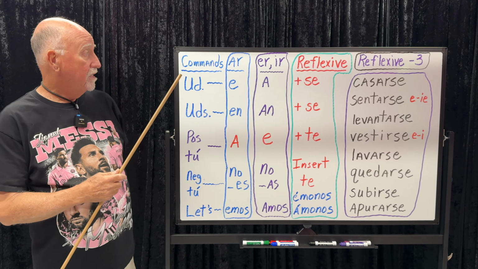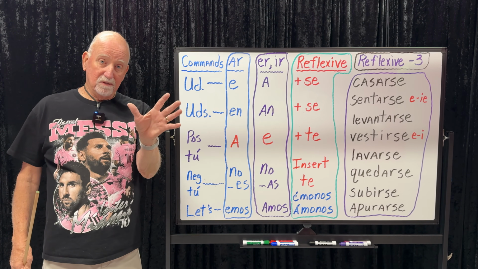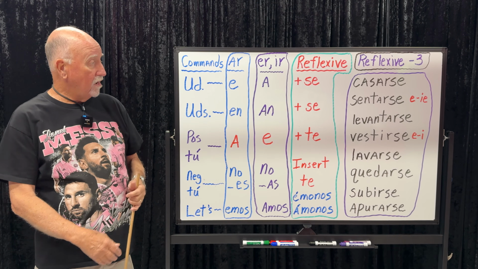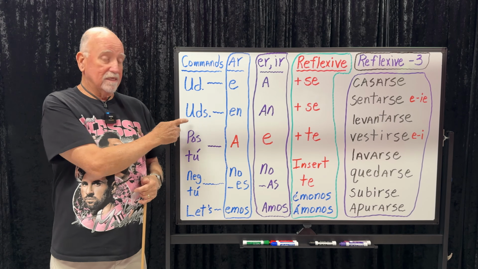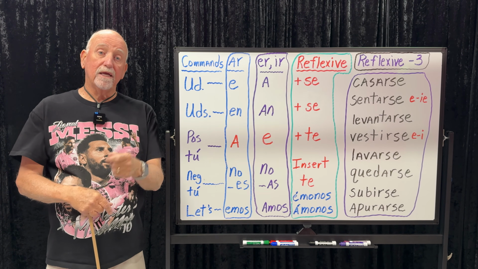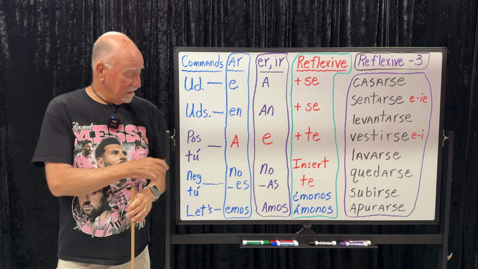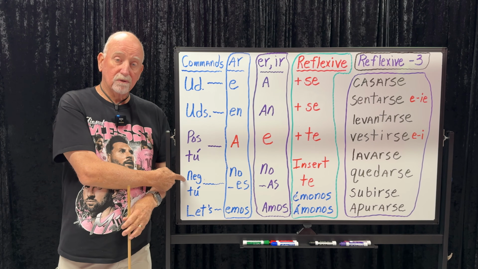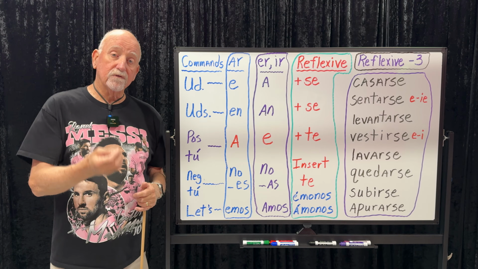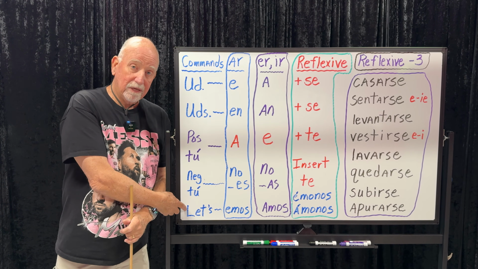We have already learned that there are 5 commands. Hay 5 mandatos en español, 5 commands, right? ¿Verdad? They are the usted and the ustedes. We call them the formal commands. Those are the commands you use with people with whom you're on a last name basis. We have the familiar commands, the positive tú and the negative tú. The familiar commands you use with people with whom you're on a first name basis. And then, of course, we have the let's command, the we command.